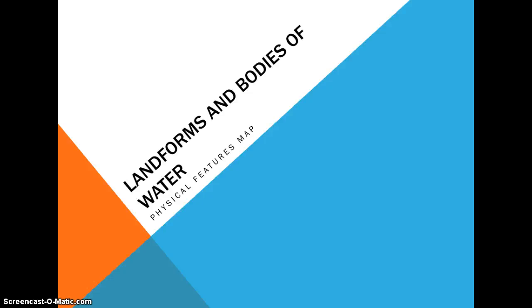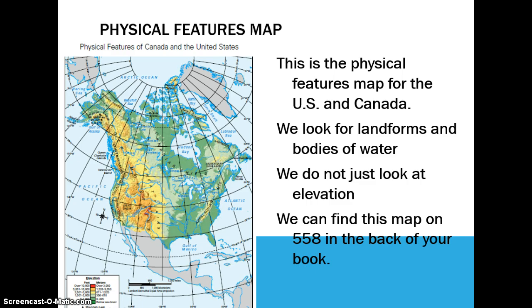If you're watching this video, you are watching it because you have already finished your mapping lab, challenge 1, and are now starting to check your work. We will be looking at the landforms and bodies of water from the physical features map. First thing that we want to make sure that we're doing is that we see that these are the physical features, and we notice that the physical features are represented with words on our map.